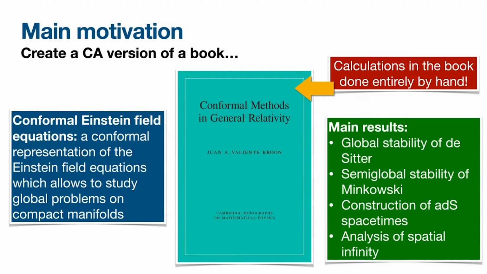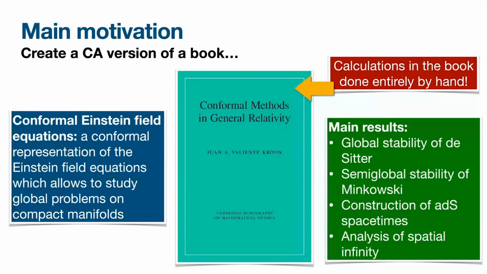Some years ago, 8 years ago, I published a book. You can see some sort of advertisement here. This book is Conformal Methods in General Relativity. Some of the people who hang around with me know what this is about, but this is new for you. This book goes about certain equations called the conformal Einstein field equations. These equations are a conformal representation of the Einstein field equations, which allows you to study global problems, so existence and stability, and also the study of asymptotics using a compact manifold, using Penrose's idea of conformal compactification.